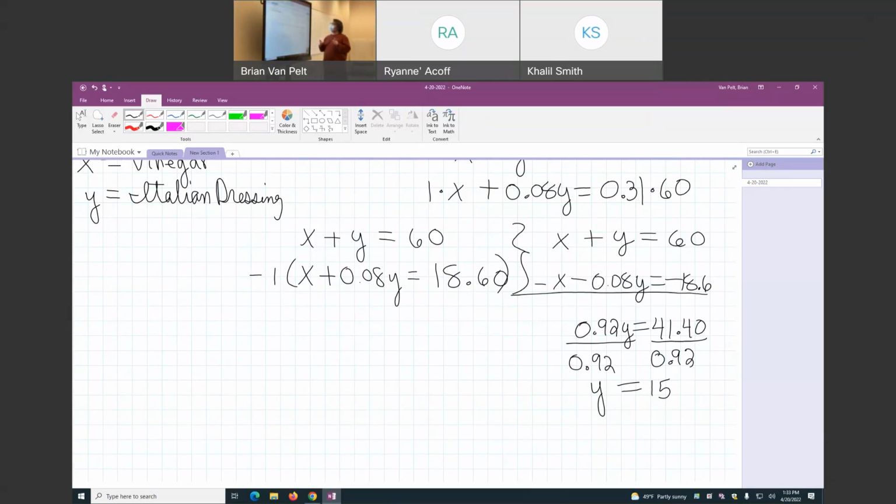y is the amount of Italian dressing. It's 41.4 divided by 0.92, which is 45. I was going based on memory. All right, so y is 45. Can you tell me what x is? 15, you got it. x equals 15, and you can get that from the first equation.